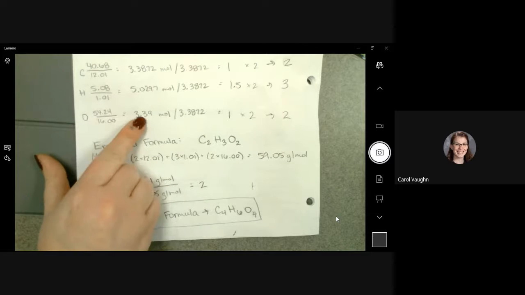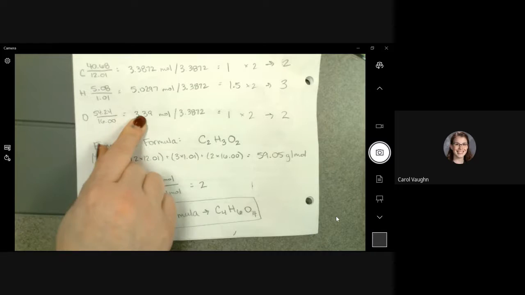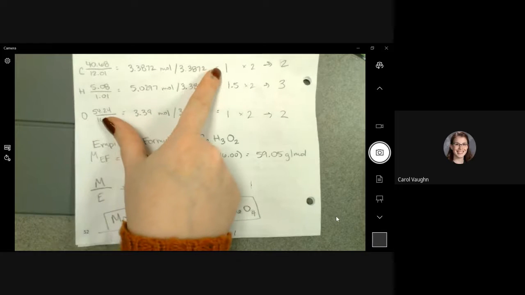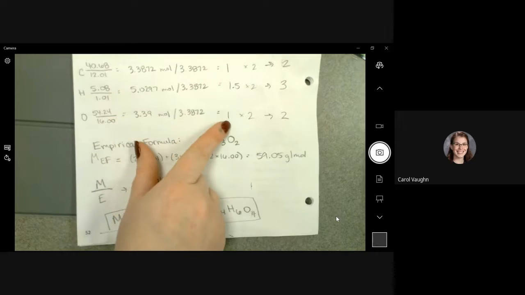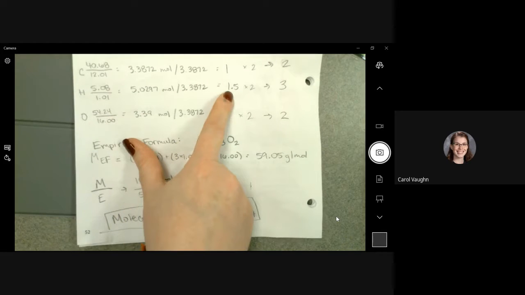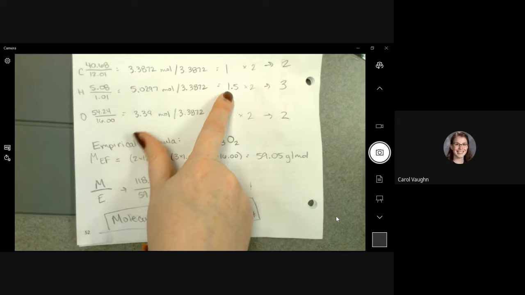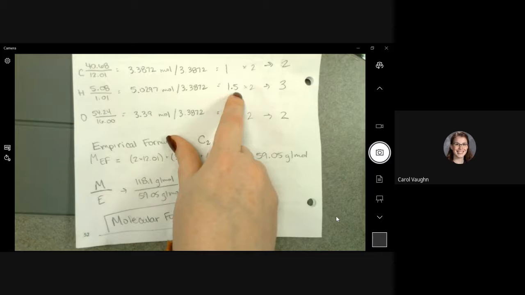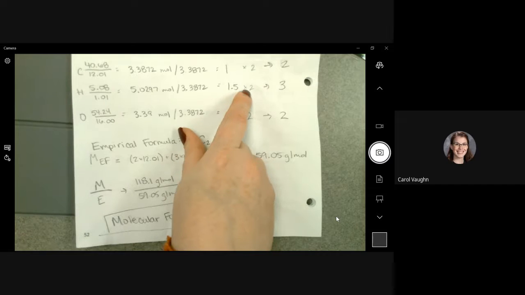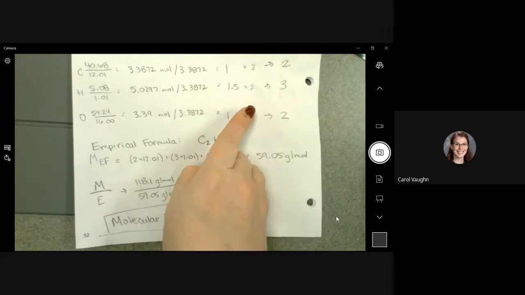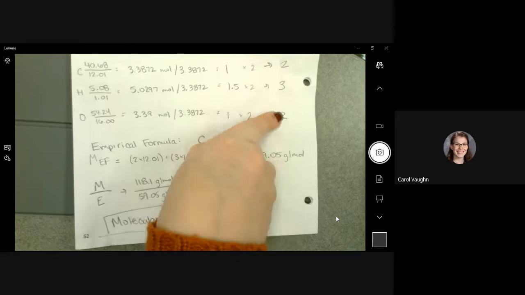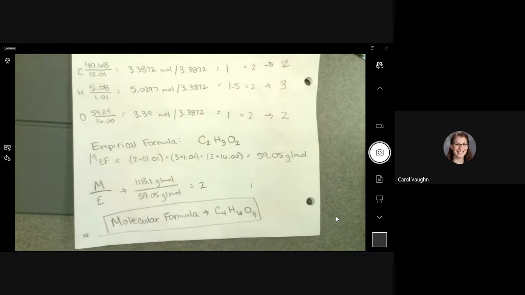Once I had moles, we're going to divide by the smallest number. This will give us 1 because it's the same number. This was close enough that I could round it to 1, but this one, it was like 1.48. So I rounded it off to 1.5. Since that was not a whole number, I needed to multiply it by a factor until it was whole. I know 0.5 is a half, so I multiplied it by 2. Whatever I do to one element, I have to do to all elements. So these are my mole ratio numbers for the empirical formula.